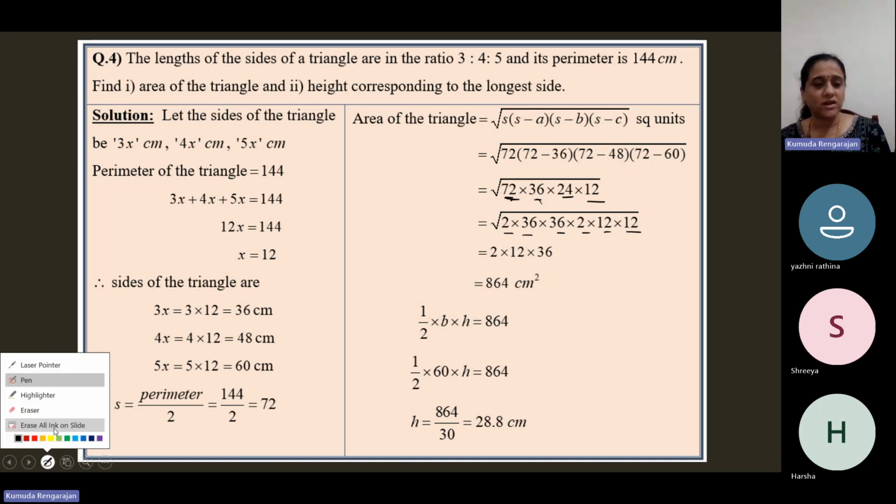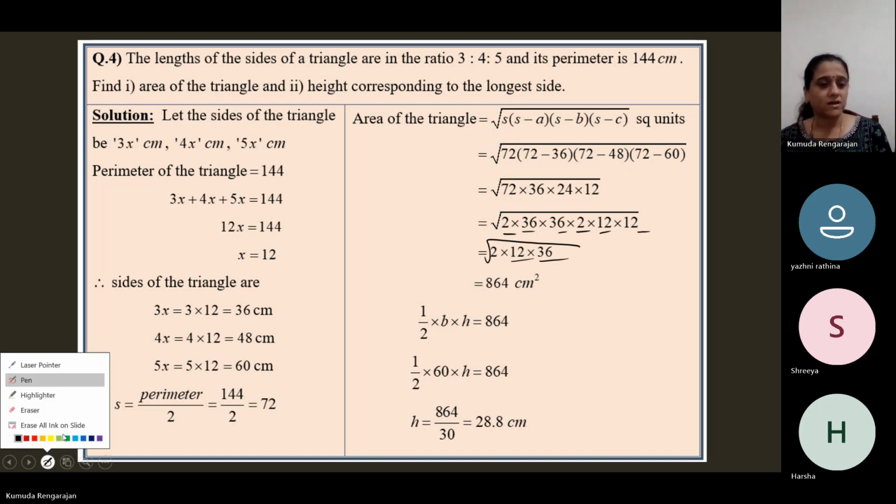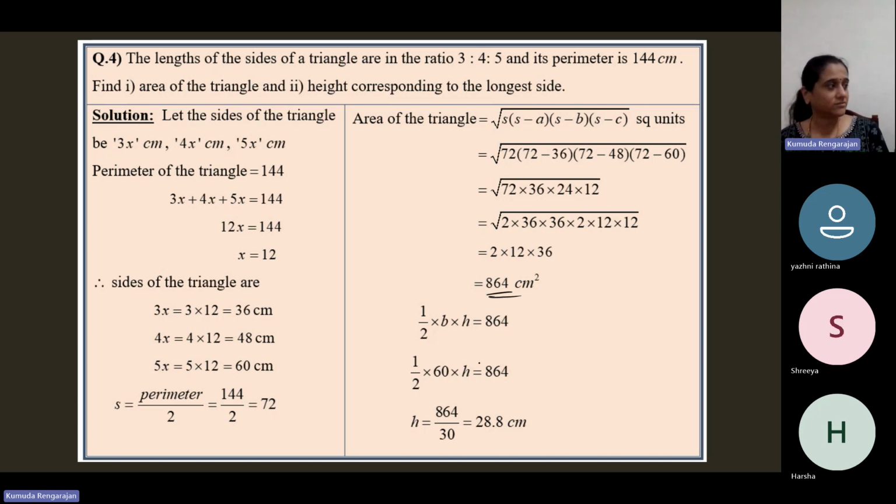Now what do you observe? Now you have 36 happening 2 times, 2 happening 2 times, and 12 happening 2 times. So 2, 12, and 36 come out of the square root. How do you get rid of the square root symbol? From two equal factors, one comes out, right? So from two 2s, one 2 out. From two 36s, one 36 out. From two 12s, one 12 out. Now see, you don't have the square root symbol. We've got rid of that. Now multiply. This is the area of the triangle.